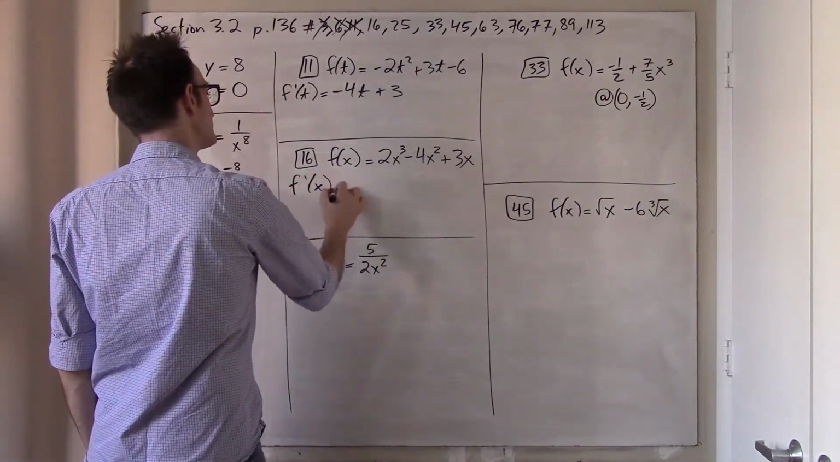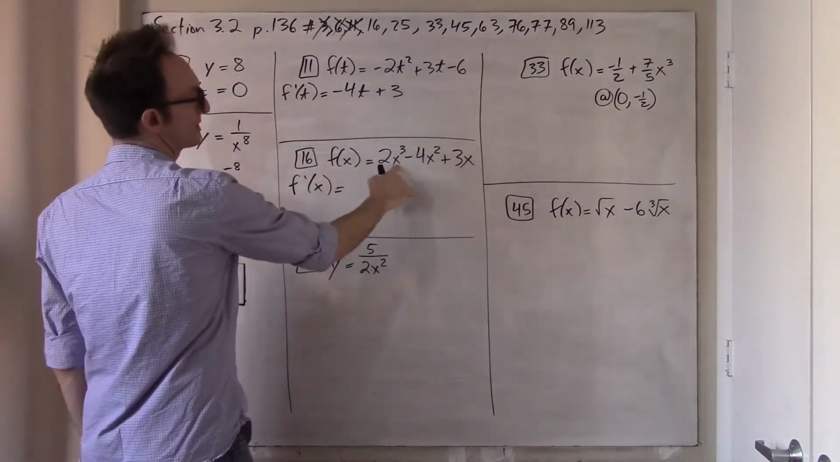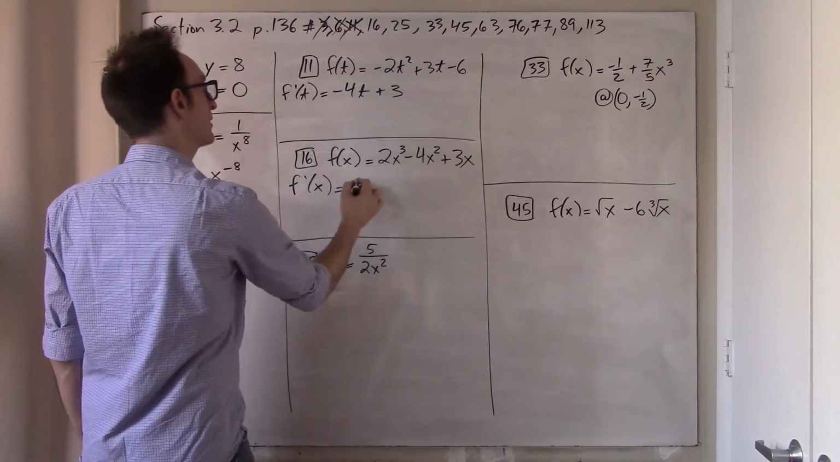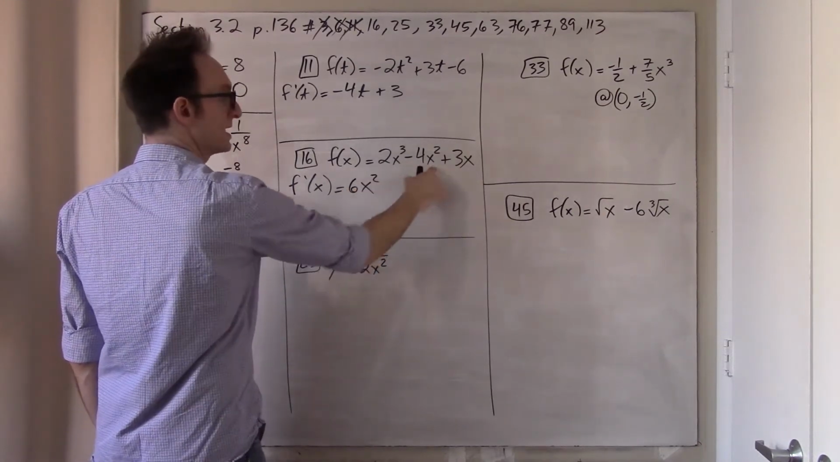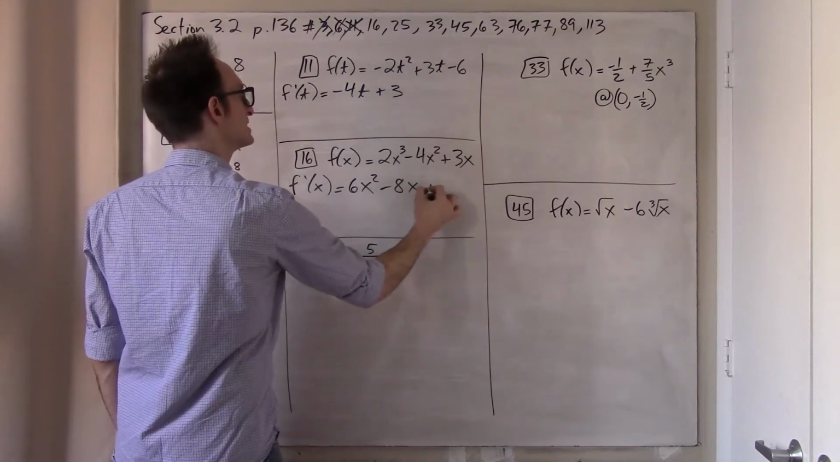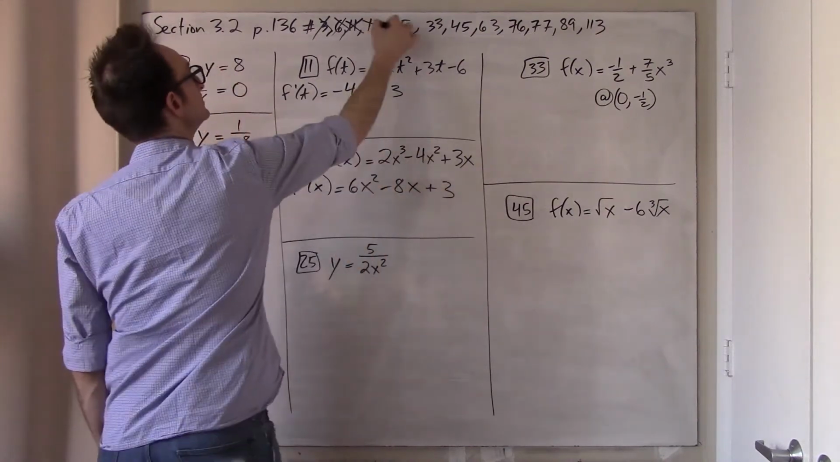16, another just polynomial function. How do we find the derivative of it? Man, you just do it. What's the derivative of x cubed? Well, it's 3x squared. So that's 6x squared minus 8x plus 3, done.